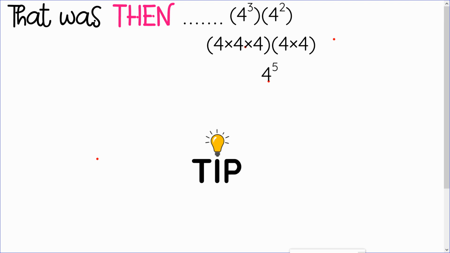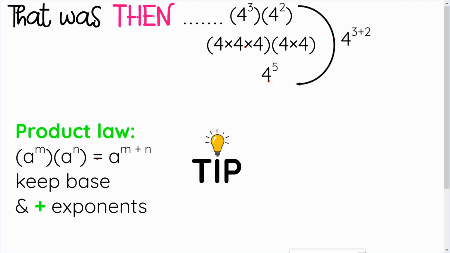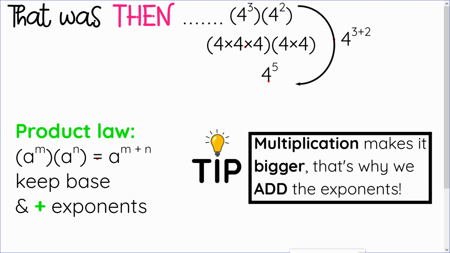Well, how do I go from start to finish without all the expanding? Well, simply I keep my base the same and I add the exponents. 3 plus 2 gives me an exponent of 5. This was called the product law. So a to the m times a to the n is a to the m plus n. Keep the base, add the exponents. Because it is called the product law, we are multiplying, and multiplying makes things bigger. That's why we are adding the exponents.